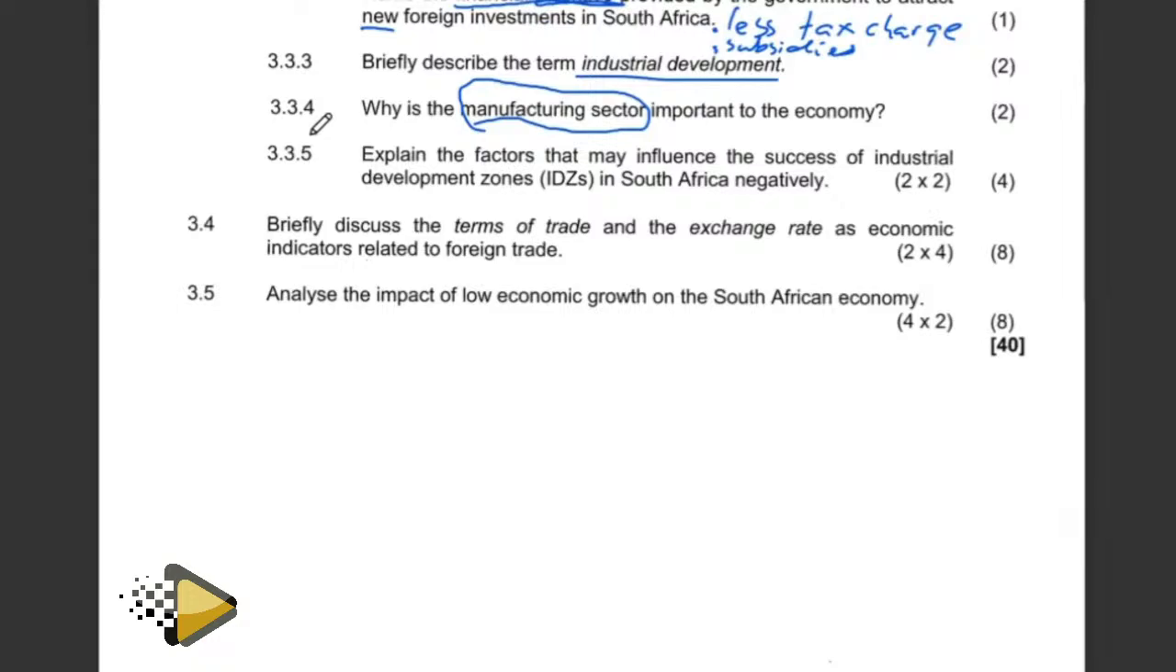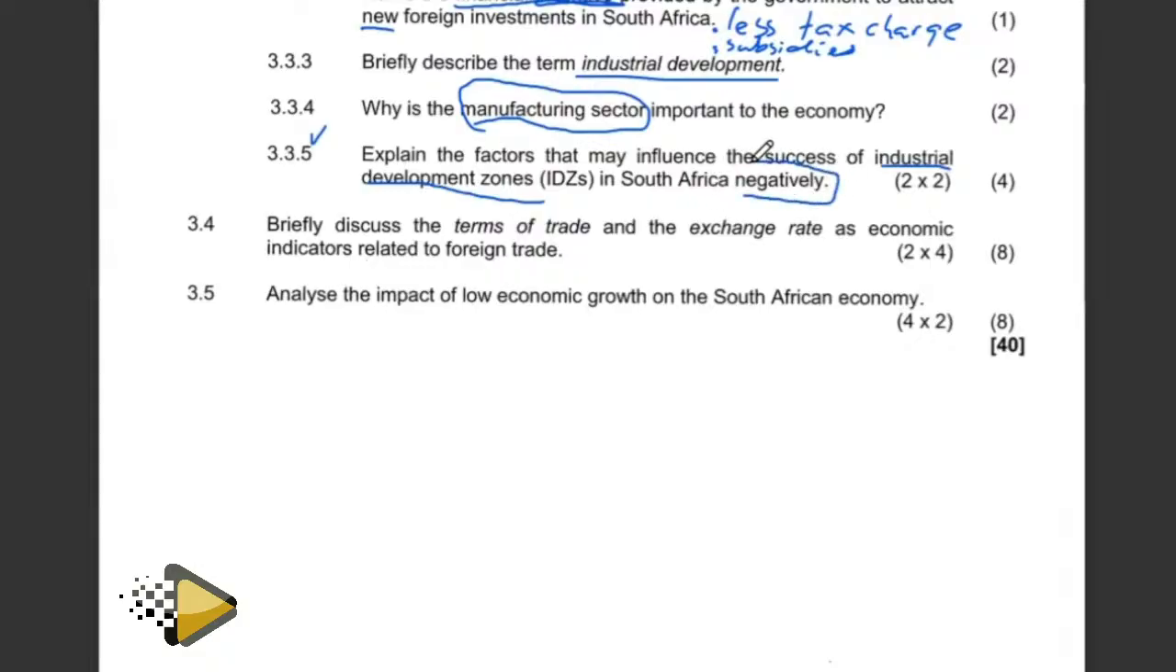So 3.3.5 reads as follows. Explain the vectors that may influence the success of the industrial development zones in South Africa negatively. It says, explain the vectors that may influence the success of industrial development zones in South Africa negatively.